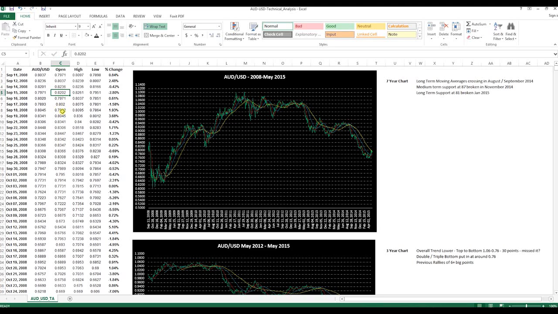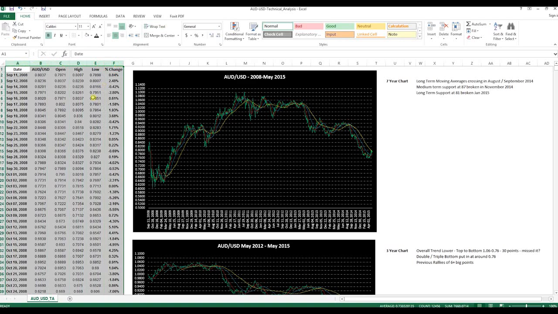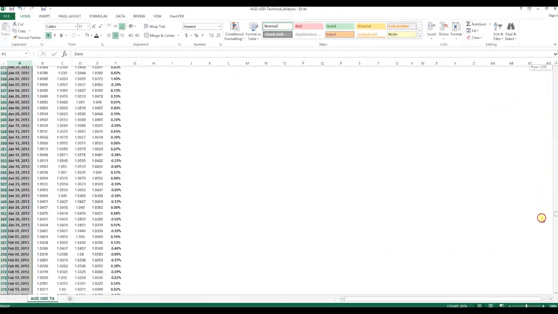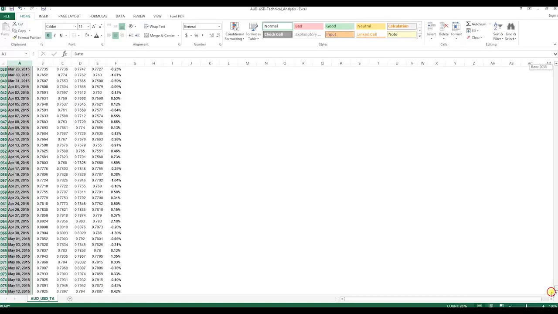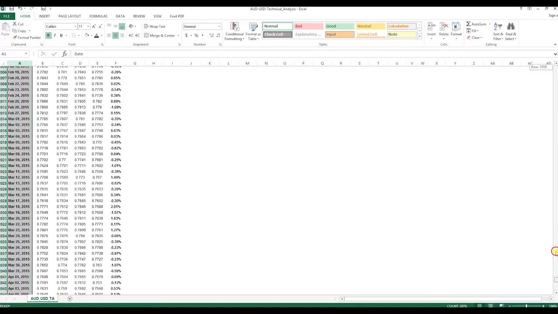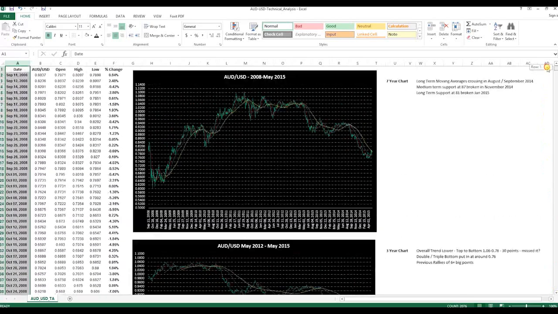So let's start off with what's on the left-hand side here. On the left-hand side, you're going to see something that should be very familiar to you now. You're going to see the data downloads from investing.com/currencies. The first thing we have is the date. So we have data going back to September 2008 all the way up to present day. So what we're looking up to here is actually right up to now, May 2015, which is quite important. We'll come back to that later.